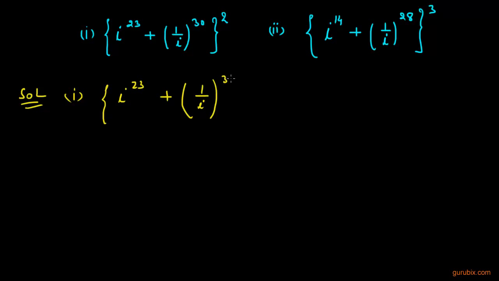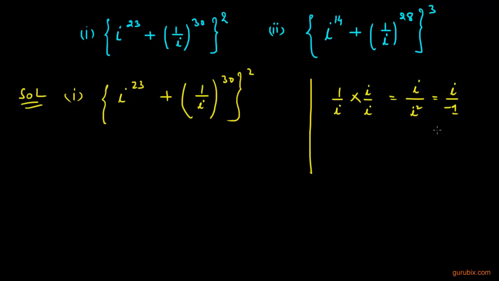raised to 30th power, and this whole value raised to second power. So first of all we shall solve this 1 over iota, and for that we have to multiply it in numerator by iota and in denominator by iota. Then it will be iota over iota square, and we know that iota square is equals to -1. Then this value becomes negative iota.